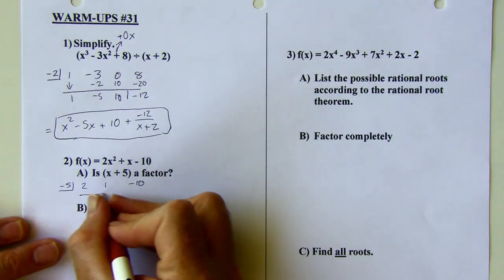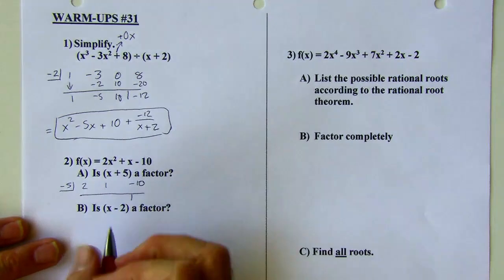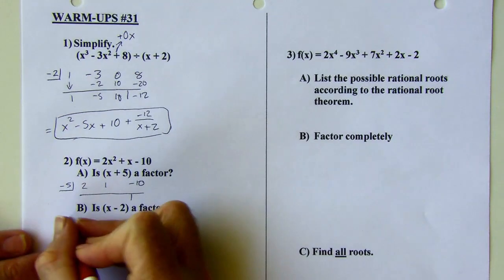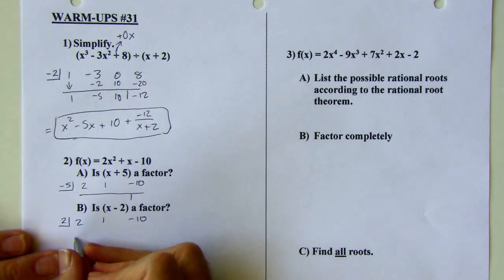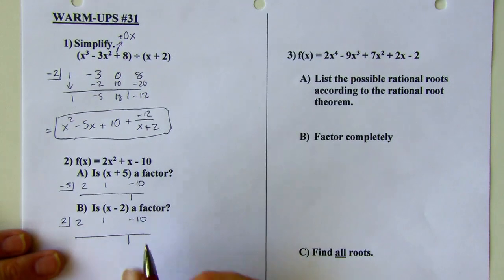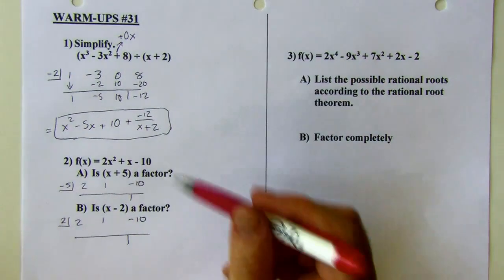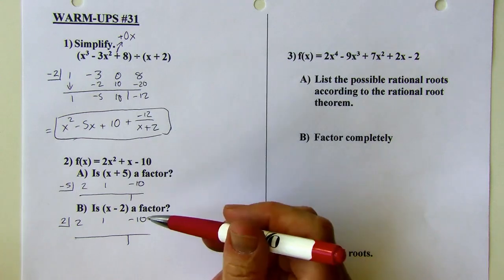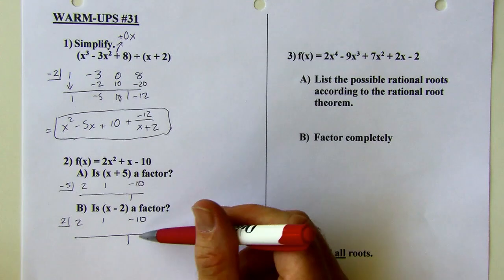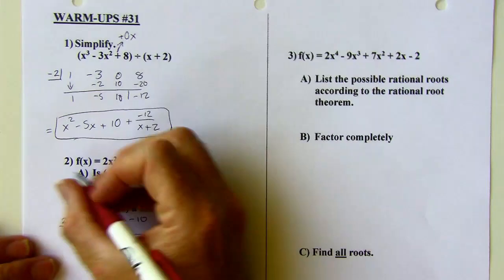Okay, I don't have much space here, but I have just enough. I'm going to set up this one in just the same way. I haven't finished part A yet, but I'm just setting both of these up. So on both of these, I want to know if I get a 0 remainder. If I get a 0 remainder, it goes in evenly, and I do have a factor. If I get anything other than 0 in the remainder box, then it's not a factor.